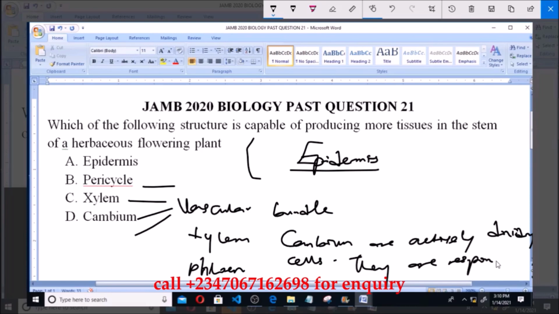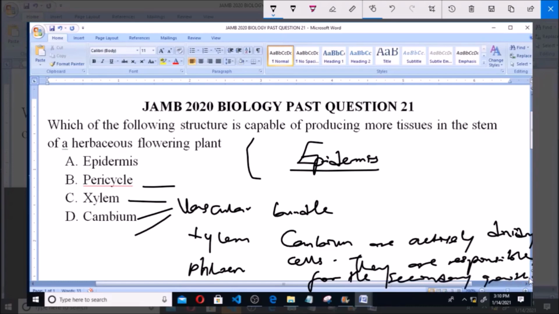They are responsible for the secondary growth of the stem. So it simply means that the cambium is the structure that is capable of producing more tissue because they are actively dividing cells. That is, they give rise to new cells. So the answer to this question is option D, cambium.